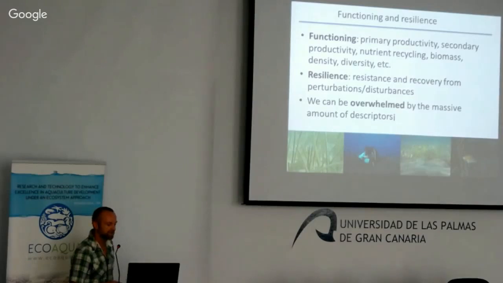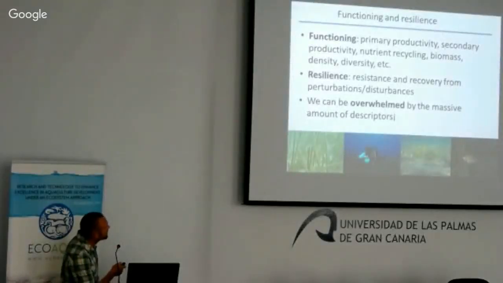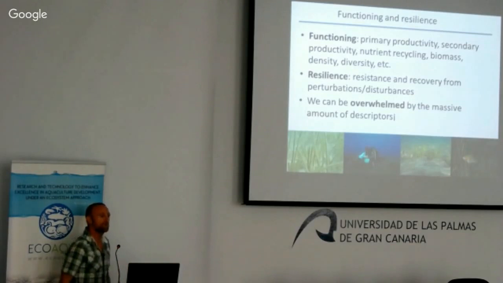resilience of the ecosystem. For example, for the functioning, we can consider primary productivity, secondary productivity, nutrient recycling, and different attributes such as biomass, density, diversity, etc. In terms of resilience, we can measure the resistance and recovery for varying perturbations of different intensity and frequency. And of course, as I highlight here, we can always be totally overwhelmed by the massive amount of descriptors and attributes that we can measure.